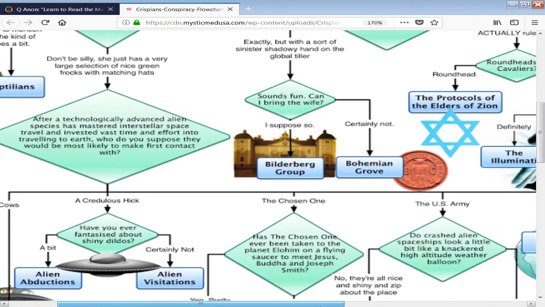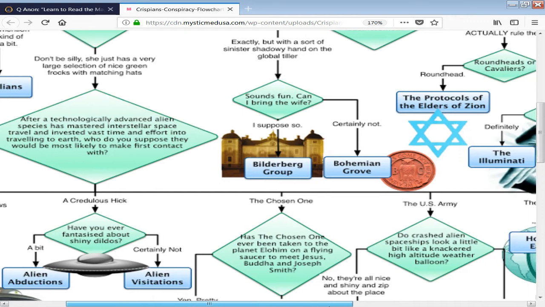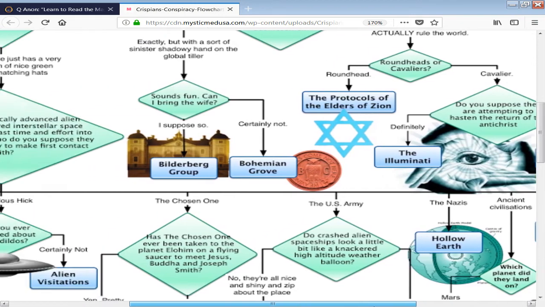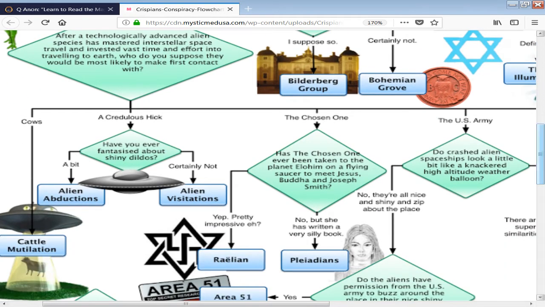And of course, it gives you a couple of different options. Cows, a credulous hick, redneck. And then you'll choose one. U.S. Army, Nazis, ancient civilizations, and no one. So if we went with the cows, cattle mutilation, a credulous hick. They're all talking about Roswell, where a farmer found them. Have you ever fantasized about shiny saucers? Of course, it doesn't say that. A bit. Alien abduction? Certainly not. Alien visitations. How about the chosen one?